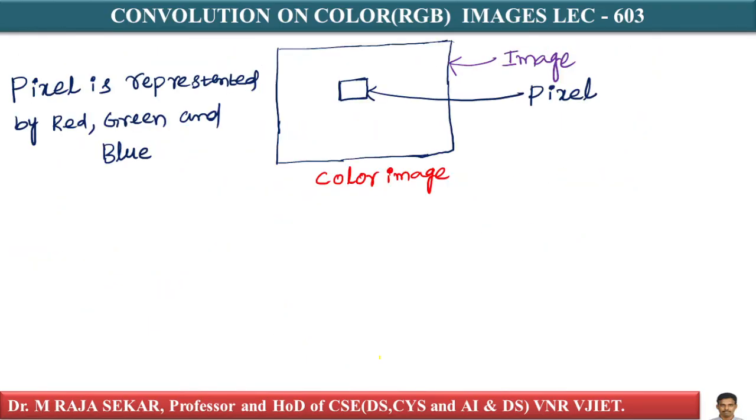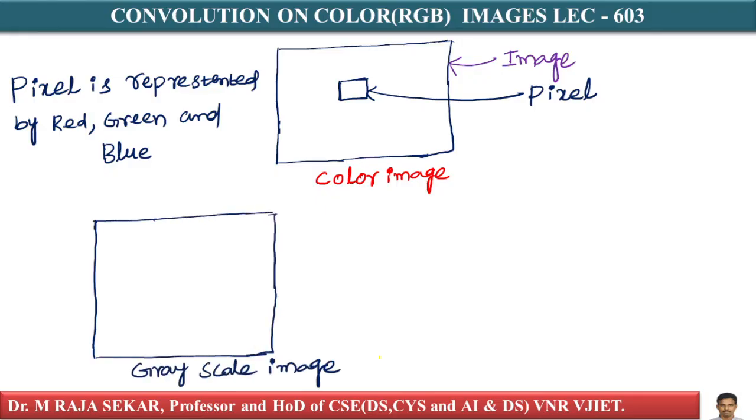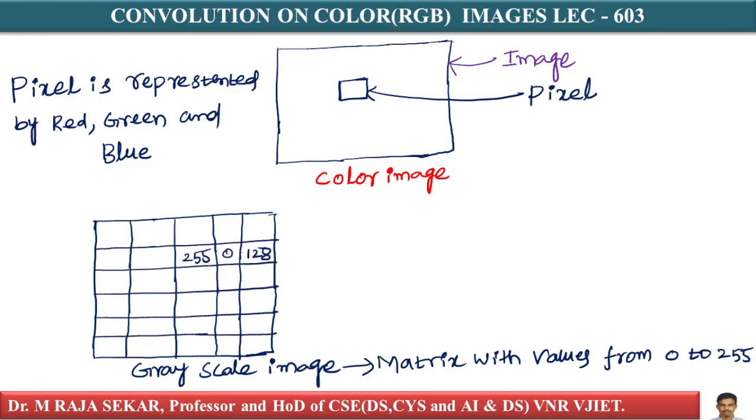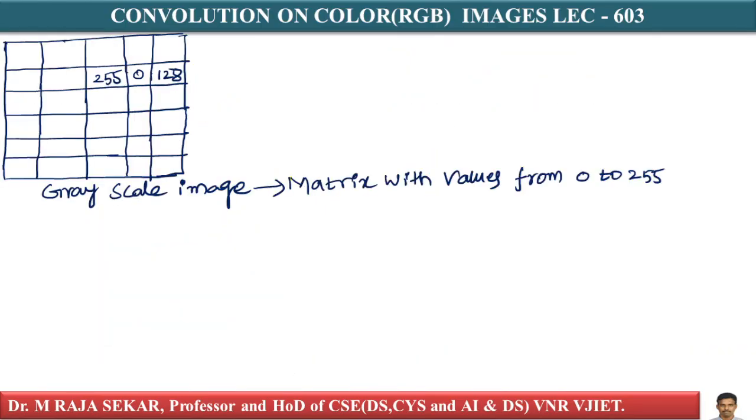Let me compare this color image with the grayscale image. In a grayscale image, what you have here is basically a matrix, with values from 0 to 255. In the case of color images, what you have is a matrix wherein each cell has a triplet.